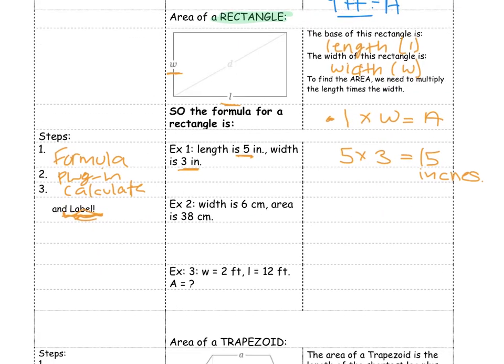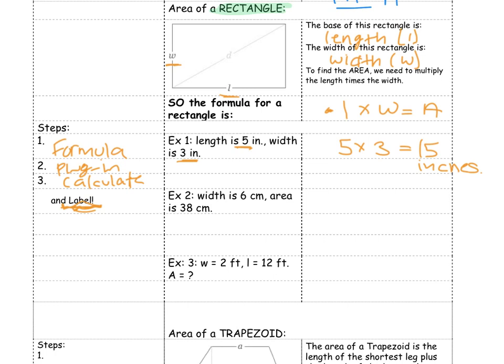Let's move on to the second one. The width is 6 centimeters and the area is 38 centimeters. So again, we're using the same formula, but let's plug in what we know. So if we're using length times width equals area, we are going to plug in what we know. So first we're going to start with the width. The width is 6 centimeters. And then I'm actually going to change the area to 48 centimeters. That must have been a typo. That's okay. So we're changing the area to 48.